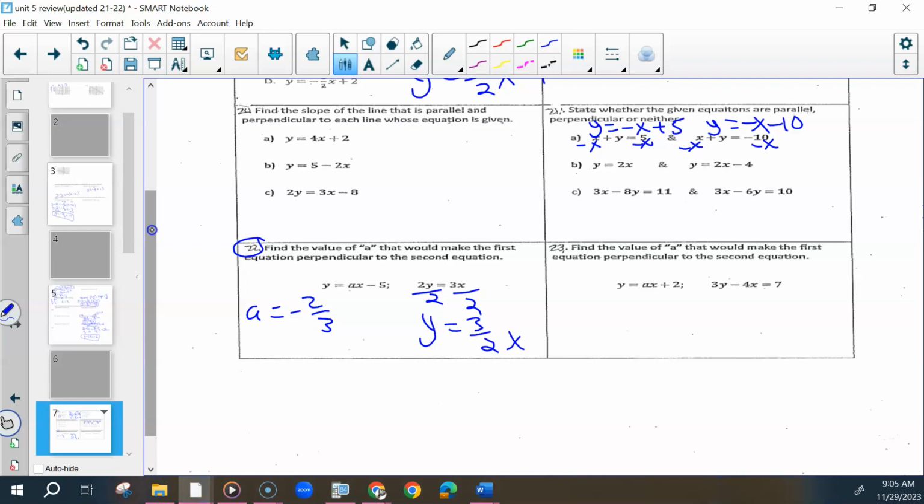Are those two lines parallel, perpendicular, or neither? How do we know that? They have the same slope and different y-intercepts. So the first ones are parallel. You can write out the word or put the symbol, either or, it doesn't matter. For the equations in B, those are already solved. Are those parallel, perpendicular, or neither?